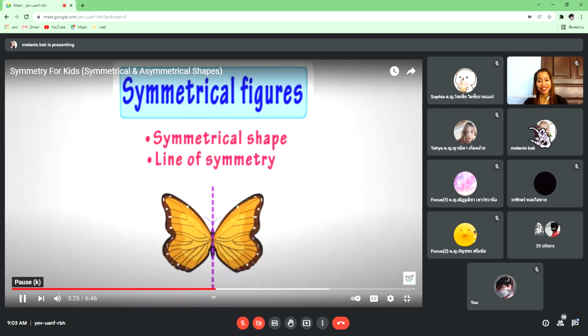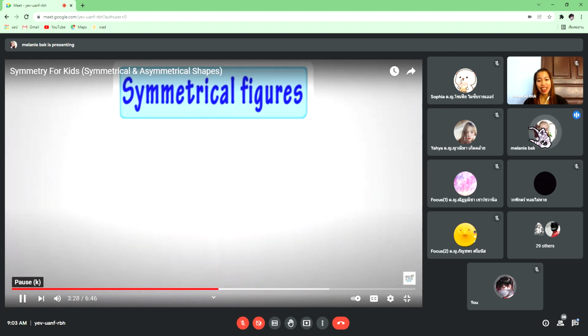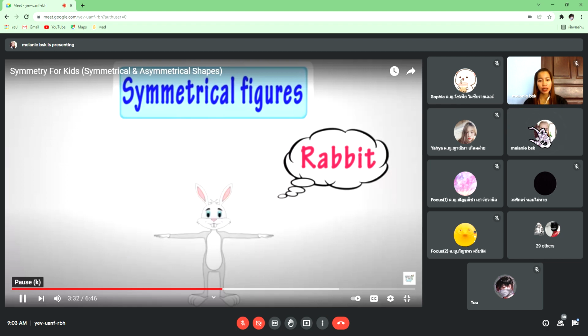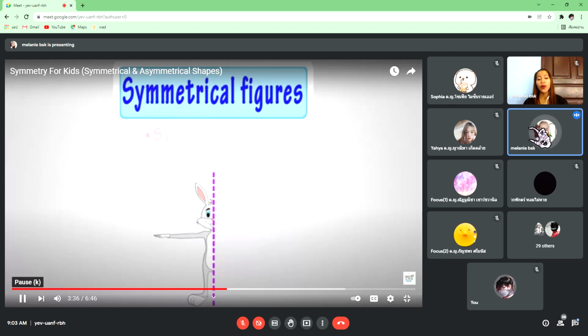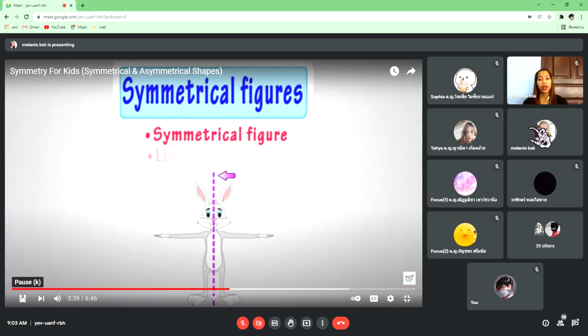Here we have another symmetrical figure, a rabbit. We can fold it exactly halfway. So it's a symmetrical figure. And the line of fold. How many lines of symmetry does a rabbit have? One. What kind of symmetrical line? Is it a horizontal or vertical line? A vertical line.